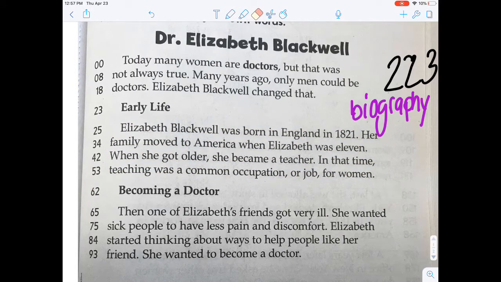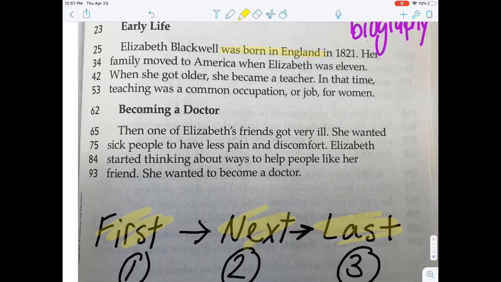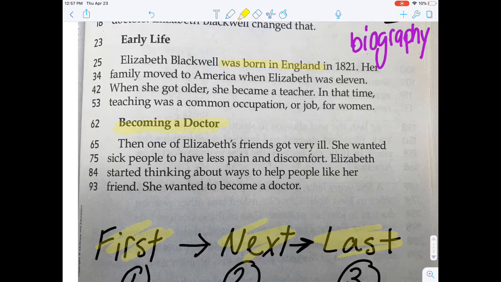So let's go back and check. What could we say was one of the first things to happen in her life? This whole paragraph talks about the beginning of her life. I'm going to highlight that she was born in England. That is the first thing that happened. Let's keep reading. The next section is about becoming a doctor.